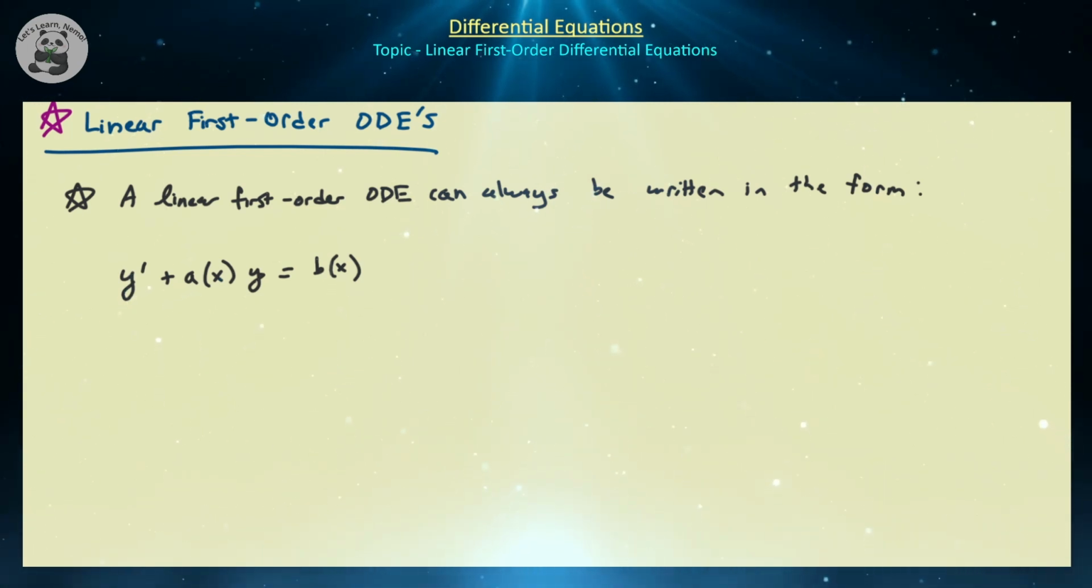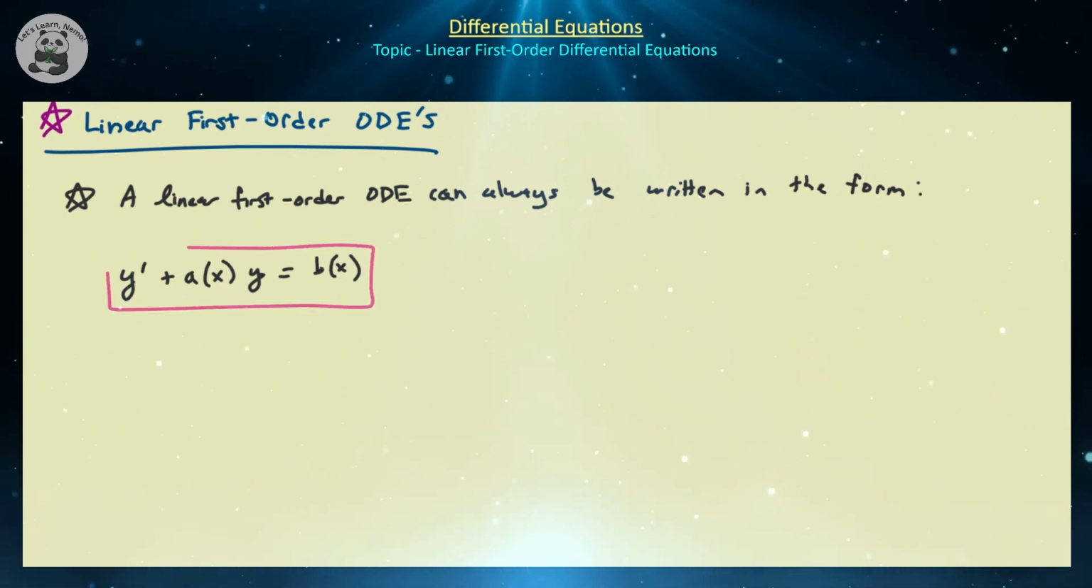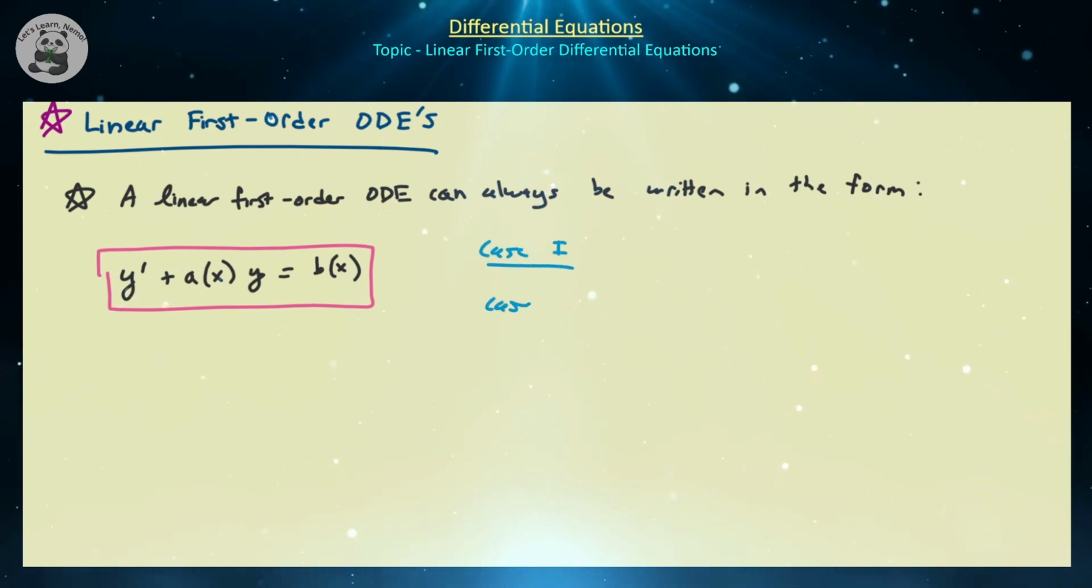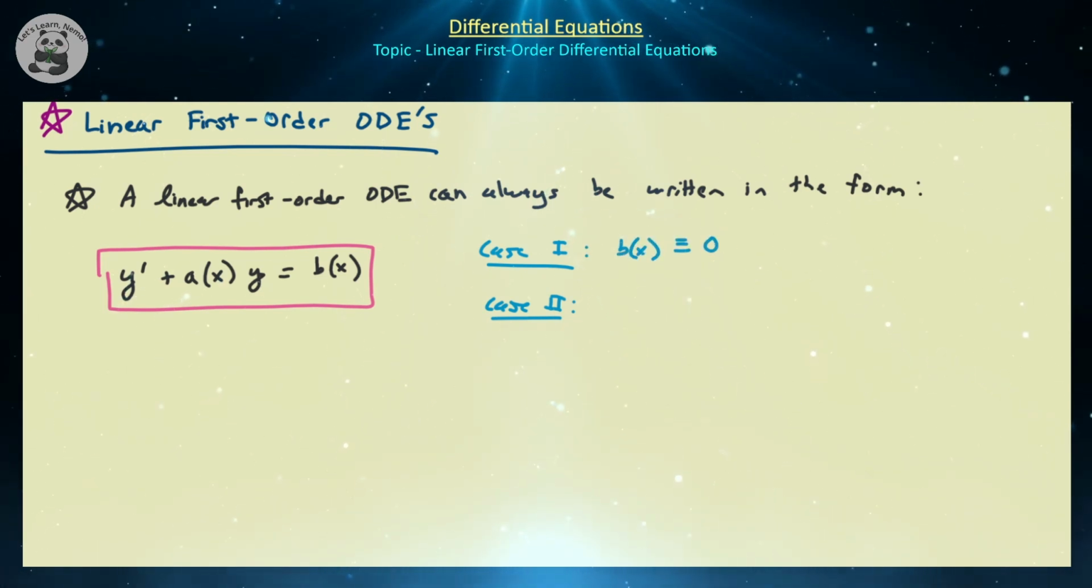One principle in terms of linear first-order ODEs is that they can always be represented in the form y prime plus a y is equal to b, where a and b are functions of x only, right? So obviously we're going to have two cases to study here. Case 1 is the case where b of x is identically equal to the 0 function, and case 2 is the case where b of x is not equal to the 0 function.